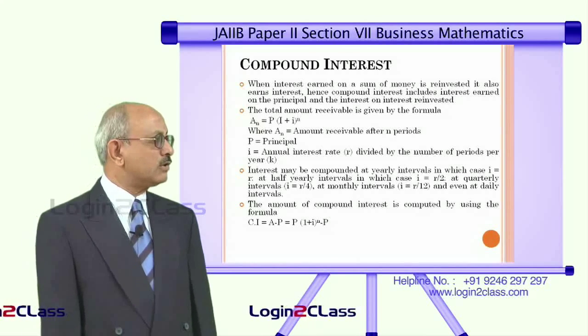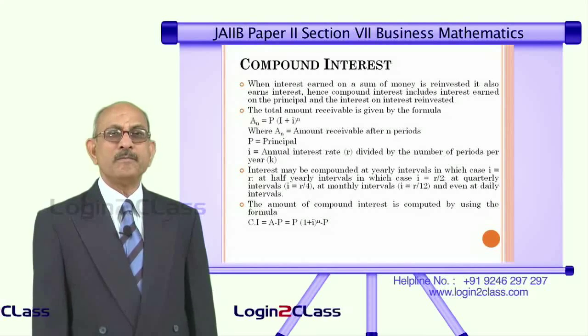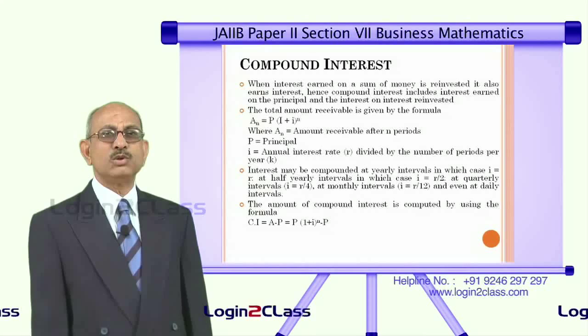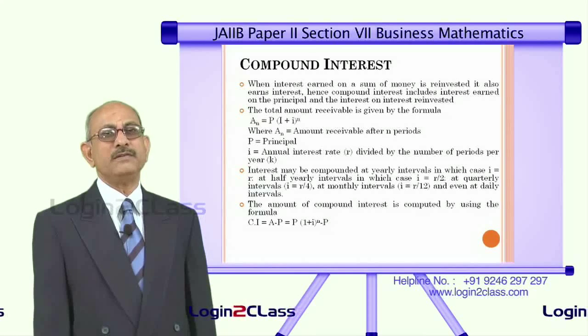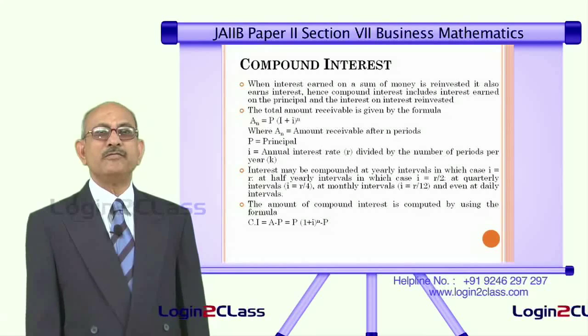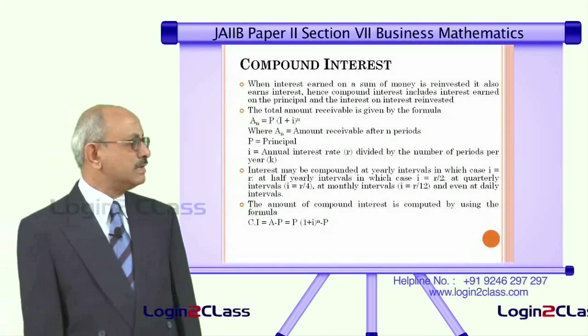And similarly, if it is quarterly, n will become the number of quarters. So, you have to multiply the number of years with 4. So, 4 into number of years will become the total number of periods, whereas I will become R divided by 4, where R is the rate of interest per annum, and so on.